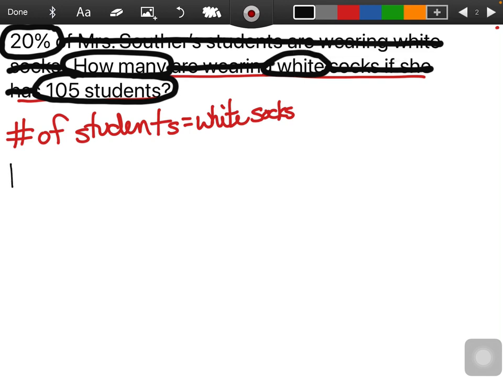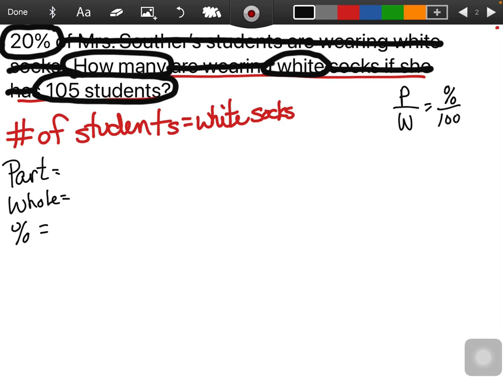Let's write down some of the things that we know. I know I need part. I know I need whole. I know I need percent. Because I know my formula again is part over whole equals percent over 100. And I can abbreviate it like I just did without a problem at all. So 20%, well that's a percent, so the 20% is going to go with the percent sign.